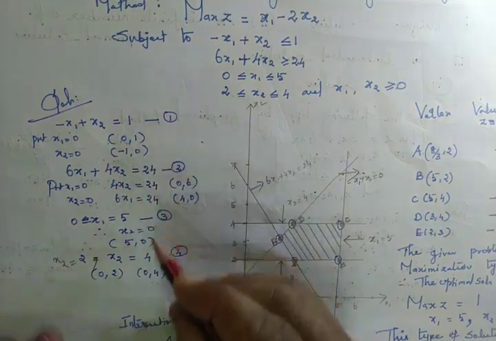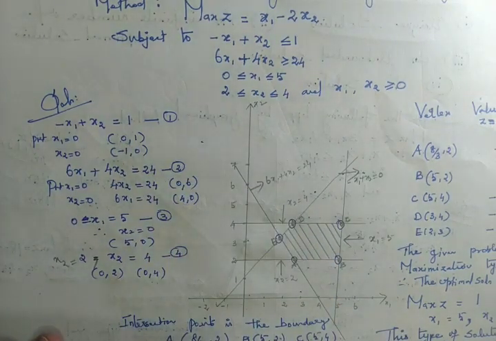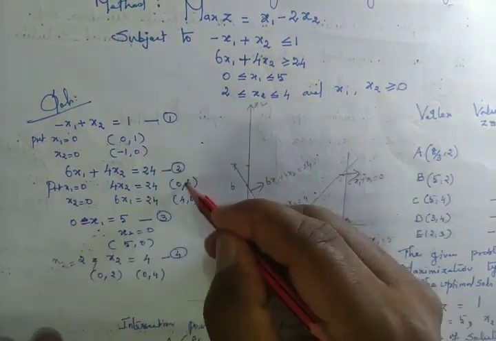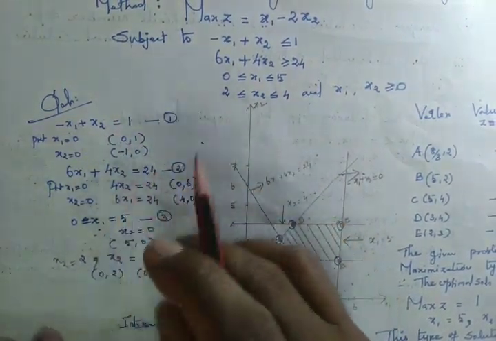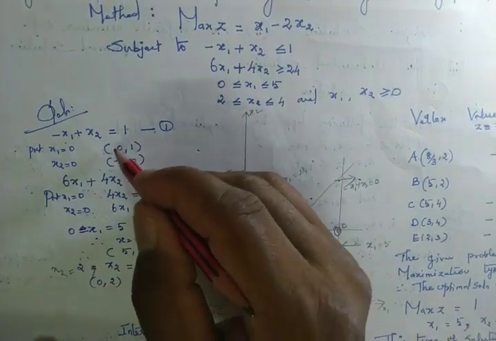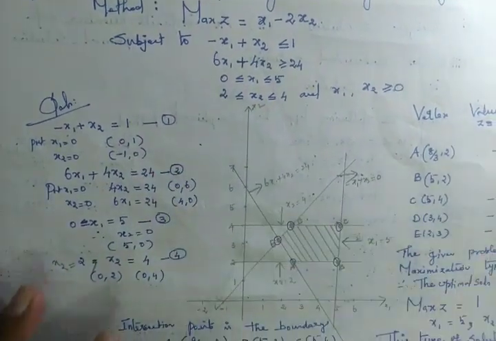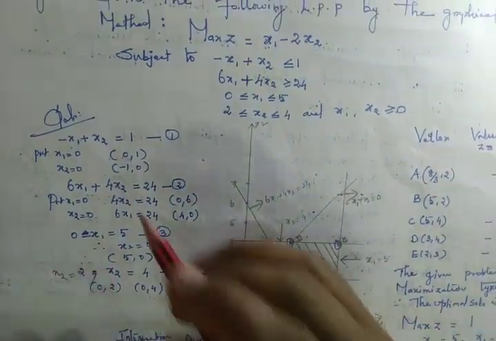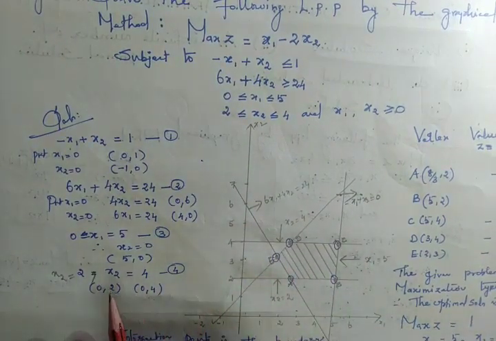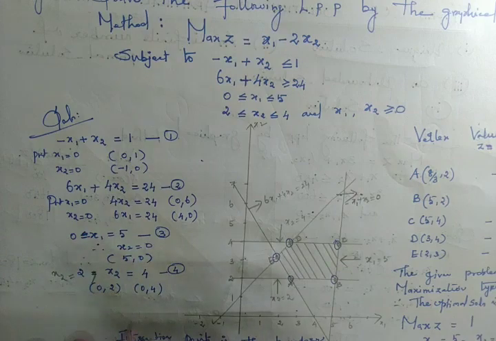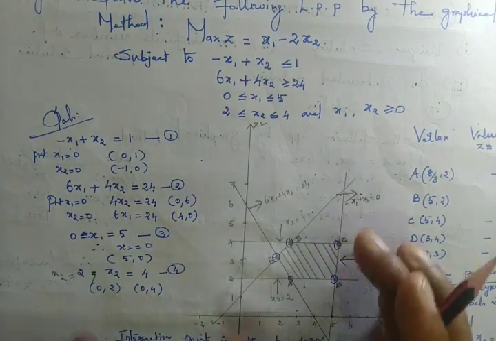So we are going to plot these points in the graph. See here, we have the sets of points. We are going to see in the set of points the first value indicates the x1 value, the second one indicates the x2 value. Now we are going to plot the points and the lines for these equations in the graph.